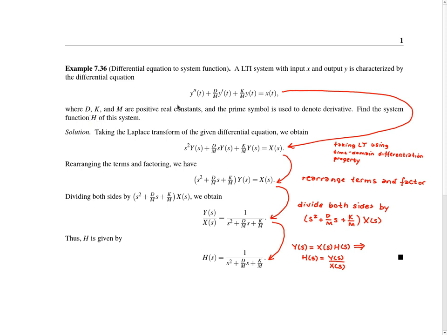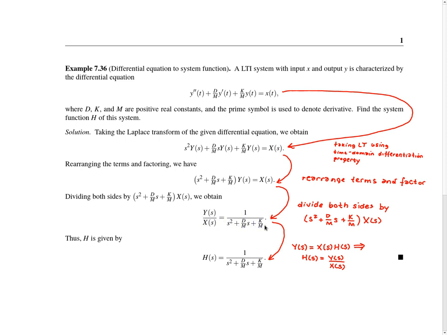To begin, we take the Laplace transform of the differential equation that we're given, and in particular we do this using the differentiation property of the Laplace transform. This gives us this line here. Then we factor Y of s out of all the terms on the left-hand side of the equation, which gives us this next line here. Then we divide both sides of this equation by this particular expression here, which gives us this next line.